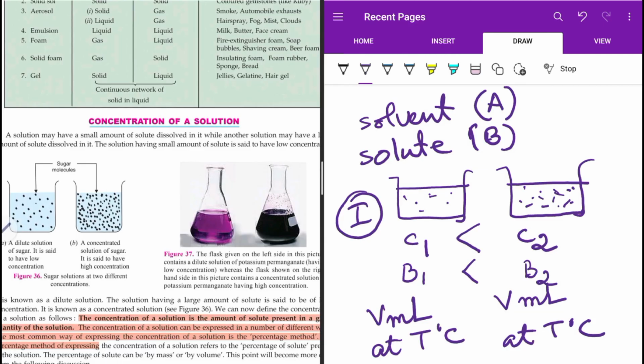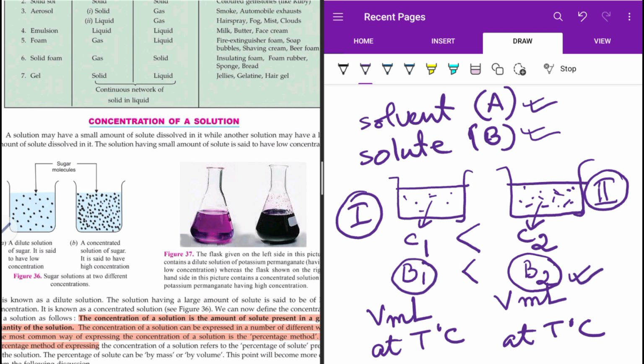So, conventionally, if we assume that solvent is A and solute is B, and we have taken two solutions in beakers 1 and 2, where we are assuming the concentration in beaker 1 is C1 and the concentration of the solution in beaker 2 is C2. And we are assuming that the amount of solute in the second beaker is B2 and the amount of solute in the first beaker is B1 such that B2 is greater than B1.